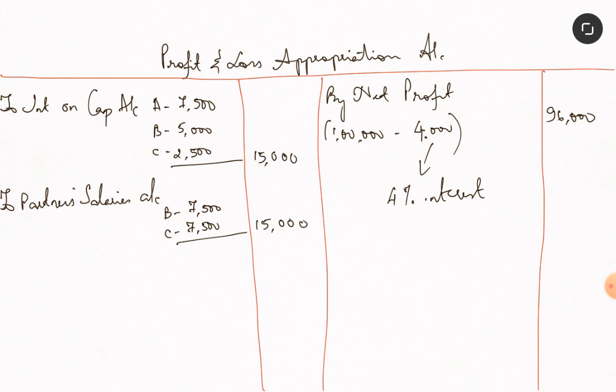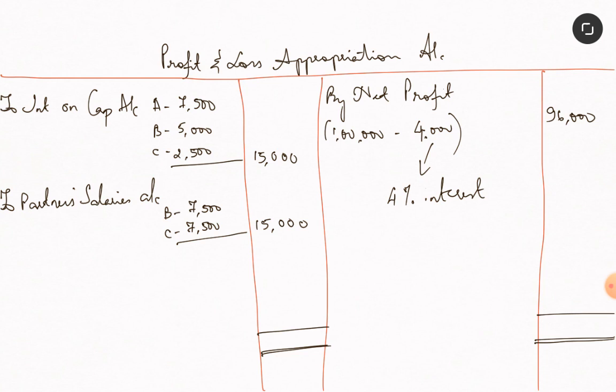Okay, point number 1 is done. Point number 2 is done. Point number 3, we've already recorded that 4% interest. Point number 4 also we've recorded. Point number 5 does not affect the profit and loss appropriation account. So now let's close down the profit and loss appropriation account, because there is nothing else that affects this account.